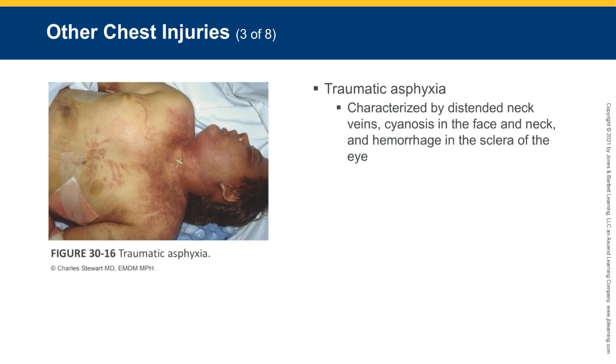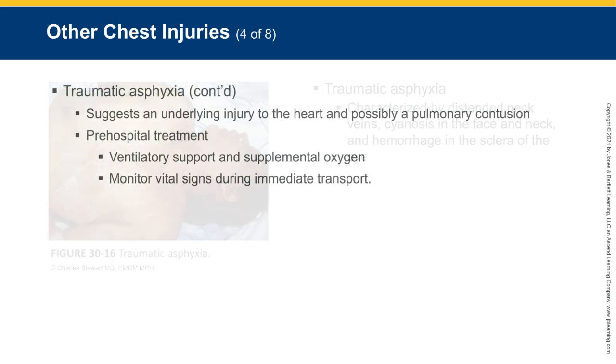Traumatic asphyxia is characterized by distended neck veins, cyanosis in the face and neck, and hemorrhages in the sclera of the eyes. This results from severe compression of the chest, preventing blood return to the heart. This injury often indicates significant trauma to the heart and lungs. Pre-hospital care includes ventilatory support, oxygen administration, and rapid transport while monitoring vital signs.